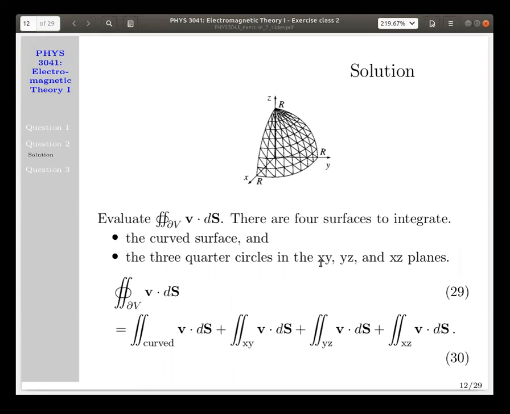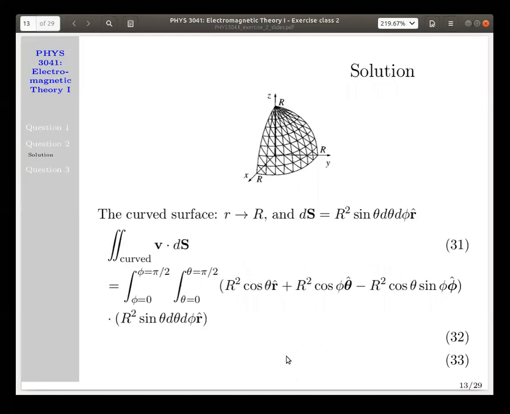Then we try to evaluate the right-hand side, which is the surface integral of the divergence theorem, and there are 4 surfaces to integrate, which are the curved surface and the other 3 quarter circles. So we can decompose the surface integral into 4 different integrals. Then we first consider the integral over the curved surface.